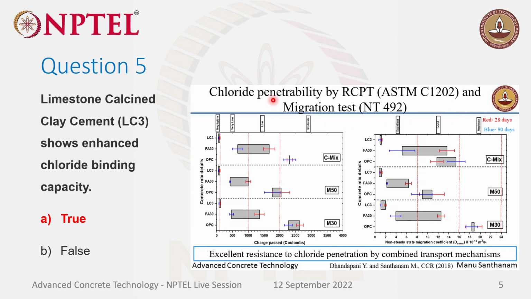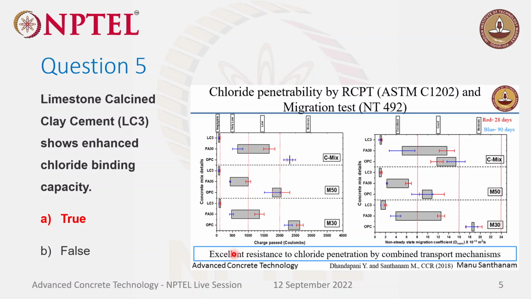Coming to chloride penetrability by the RCPT test as well as the migration test, here they have compared OPC with OPC replaced with 30% fly ash, and then LC3, which is 50% OPC, 15% limestone, 30% metakaolin and 5% gypsum. In total, the replacement makes up 50%.